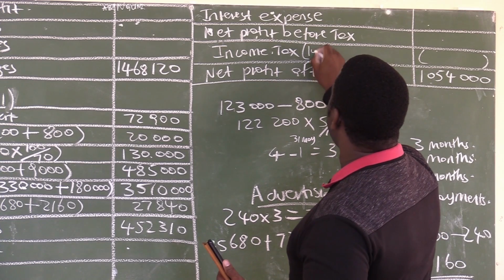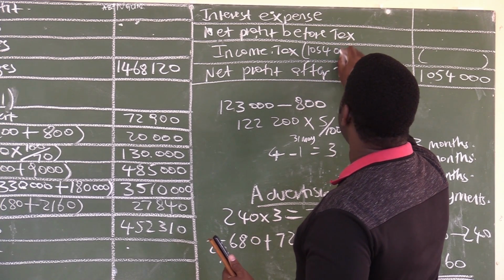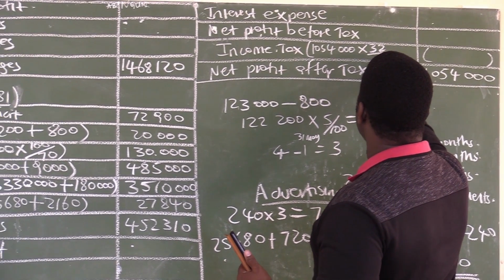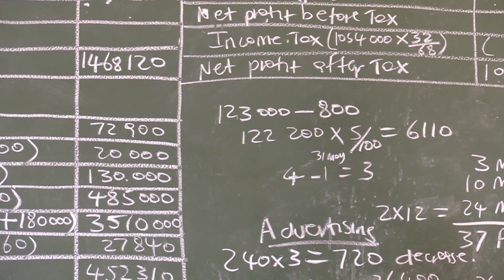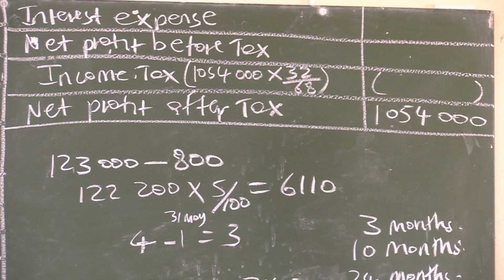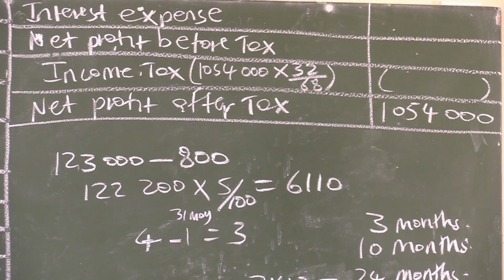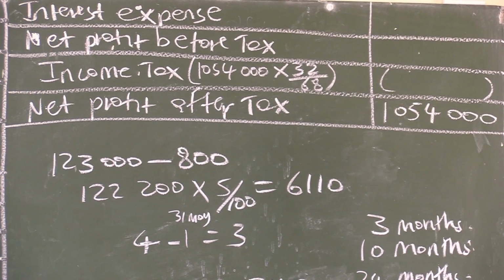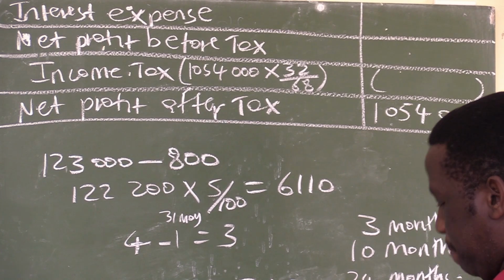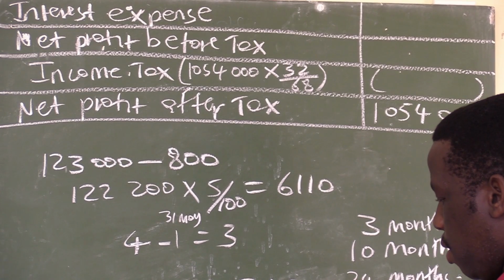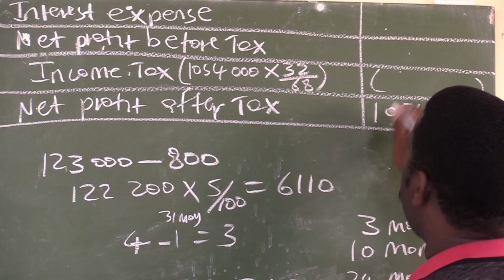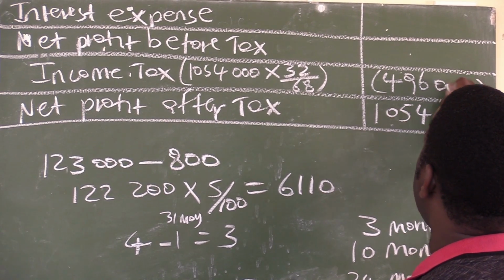So we have 1,054,000 multiplied by 32 over 68. You multiply by the percentage of what you want and you divide by the percentage of the amount given. So you have your 1,054,000 multiplied by 32 over 68. That's 496,000.